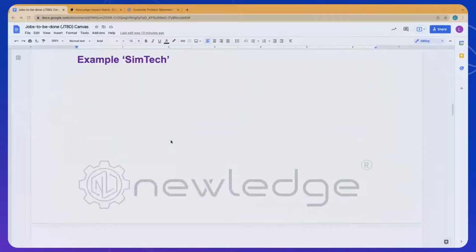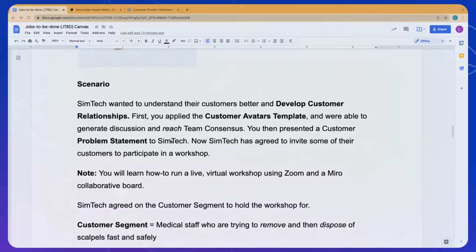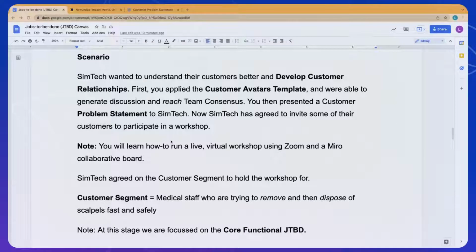So we've got an example here, Simtech again. Simtech wanted to understand their customers better and to develop customer relationships. So first, we applied the customer avatars template. We were able to generate discussion and reach some team consensus over who the customer is. You then presented a customer problem statement to Simtech. Now Simtech has agreed to invite some of their customers to participate in a workshop.